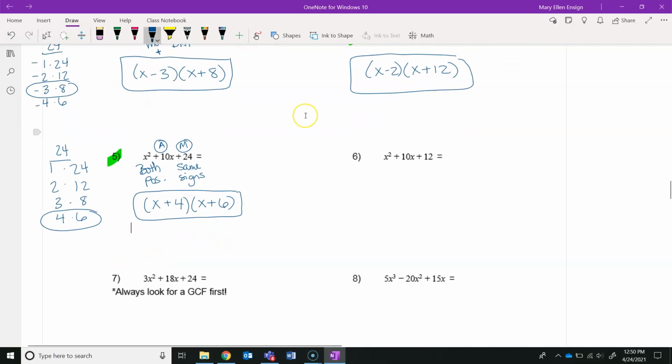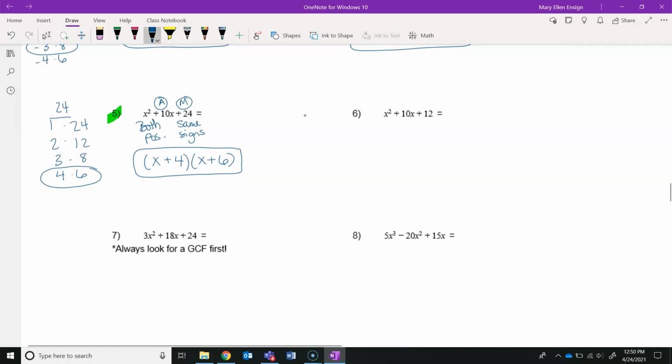Okay, number 6. So this one we would need two numbers that multiply to 12 and add up to 10. Both same signs, both positive, right? So same signs, both positive. Okay, so I think about factors of 12. 1 and 12, 2 and 6, 3 and 4. So I'm looking for two that add up to 10.